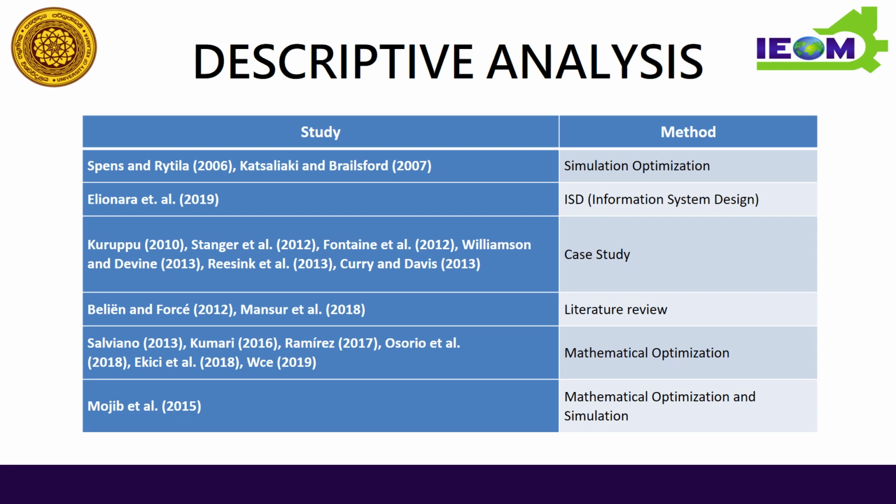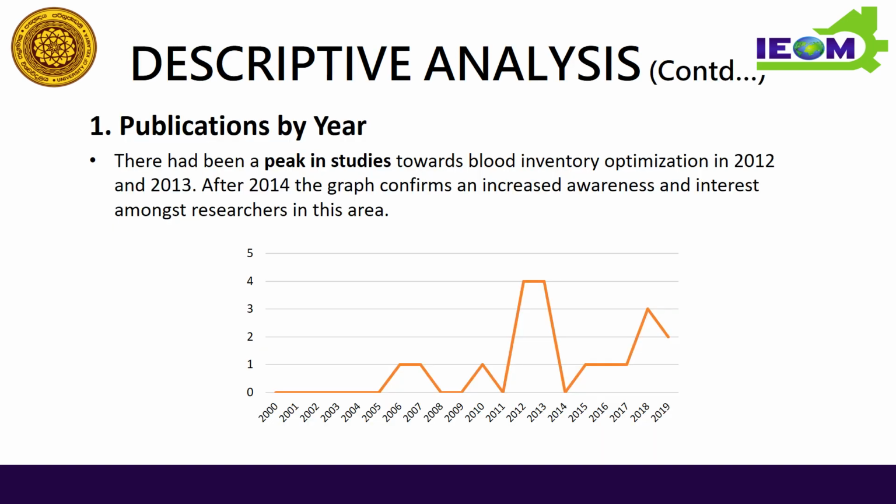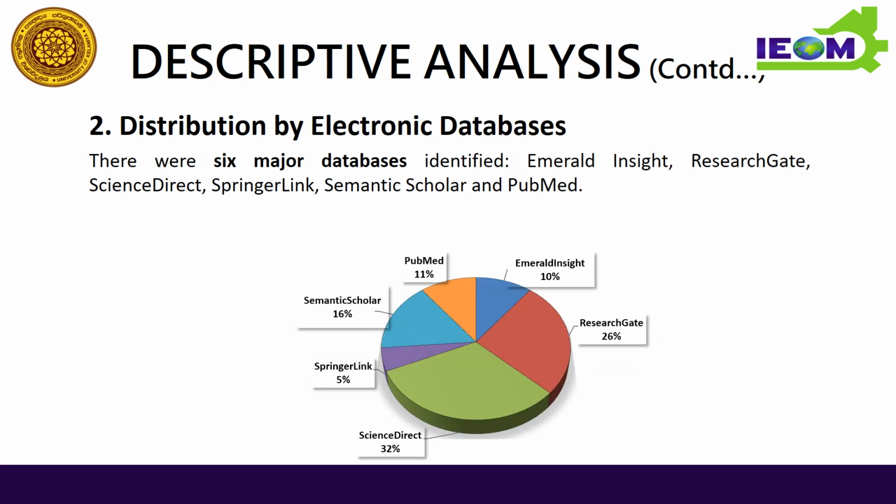There were 6 main categories of methodologies: simulation optimization, information systems design, case study, literature review, mathematical optimization, and mathematical optimization and simulation. Going to publications by year, there is a peak of studies from 2012 to 2013, and there is an increasing trend of mathematical optimization approaches rather than case study approaches in recent years. For this study, 6 main databases contributed, mostly ScienceDirect and ResearchGate.